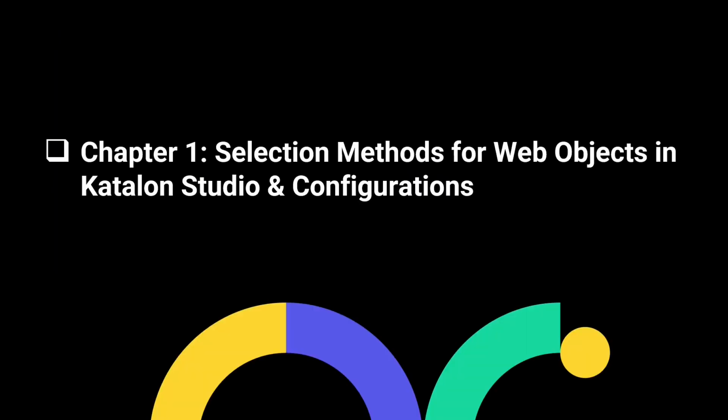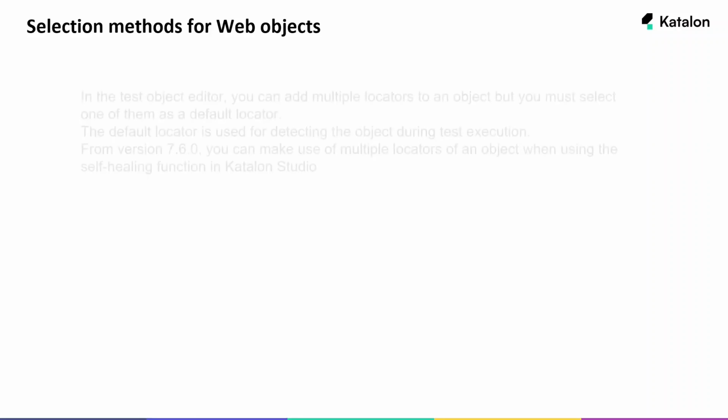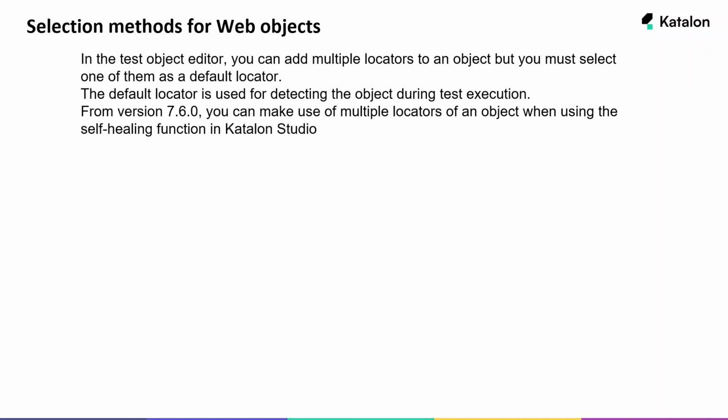In chapter 1, you will learn about selection methods for web objects in Katalon Studio and how can you configure these selection methods by using Katalon Studio. As part of section 1, you learn selection methods for web objects in Katalon Studio. So now let us understand what is selection method for web object.